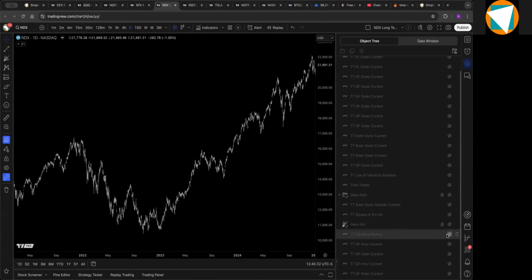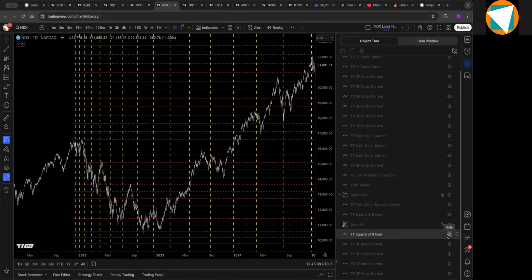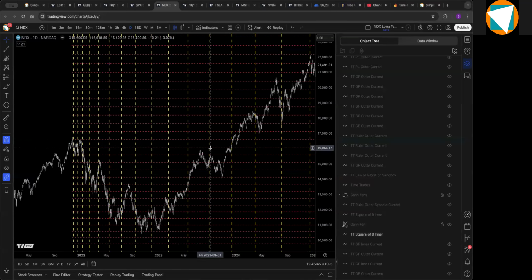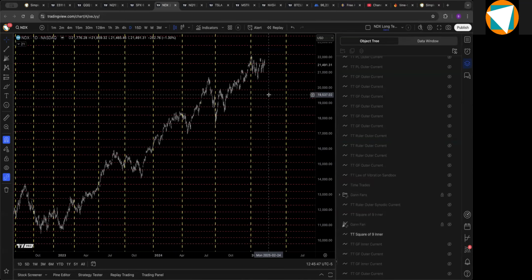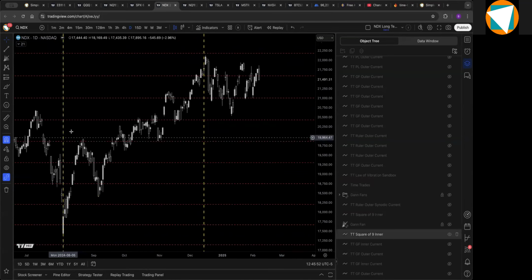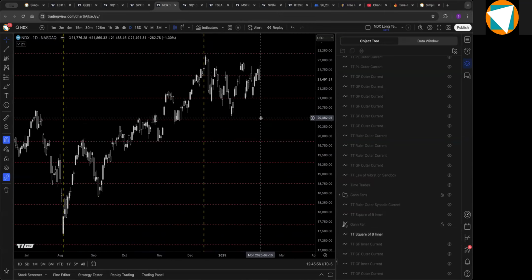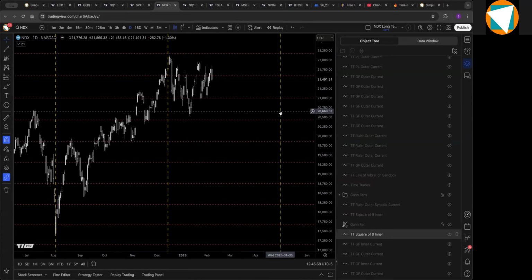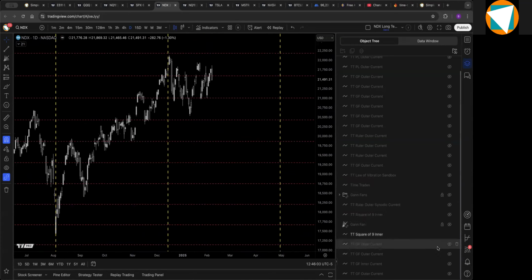Now, again, anchoring to recent major pivots in the last 5 years, let's take a look at the square of nine inner. This is anchored to the most recent major high in November 2021. And we can see how the time factors here have been super successful in identifying major pivots. The next time factor is coming in on April 30th.